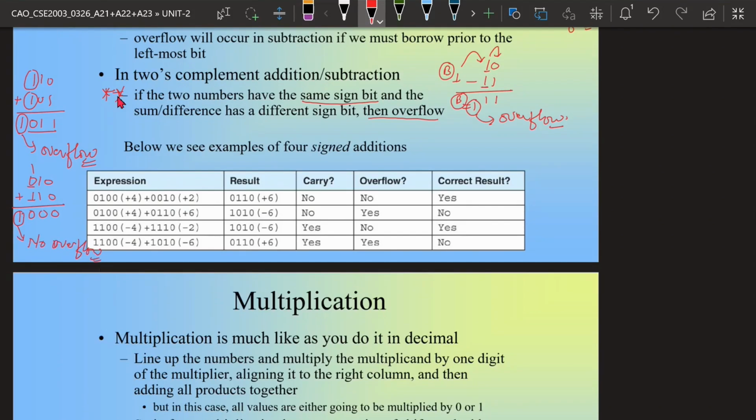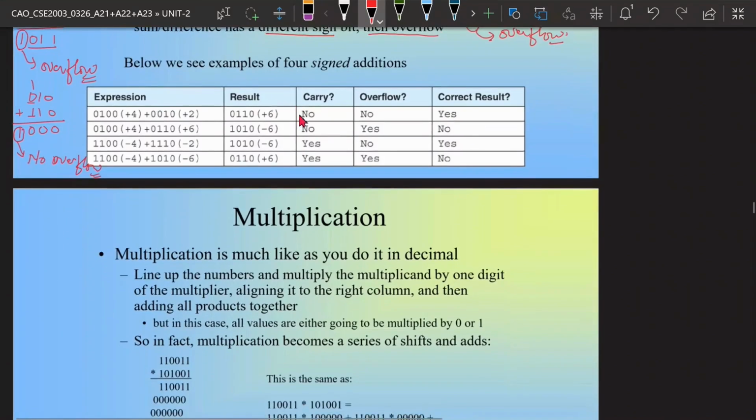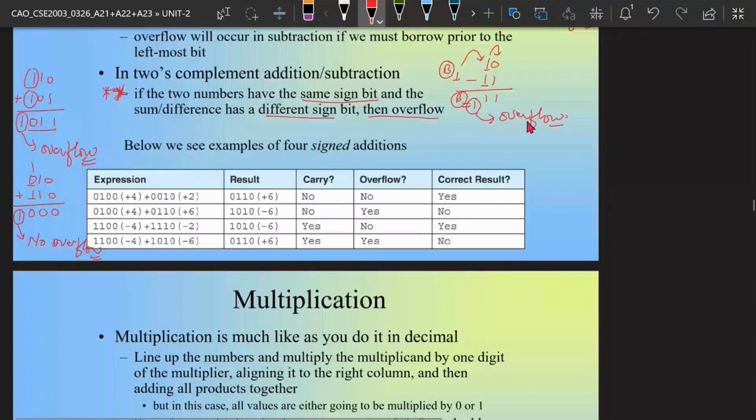So you should take this condition: if two numbers are there, both should have the same sign first of all, and the result should have a different sign. Then there is an overflow. You can see the results in the cases when there is an overflow and when there is no overflow. When there is an overflow, whatever result we have got is not the correct output. So in this case, after addition, the result 0 1 1 is not the correct output.